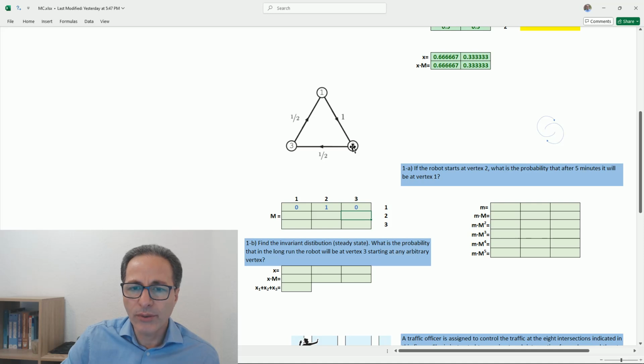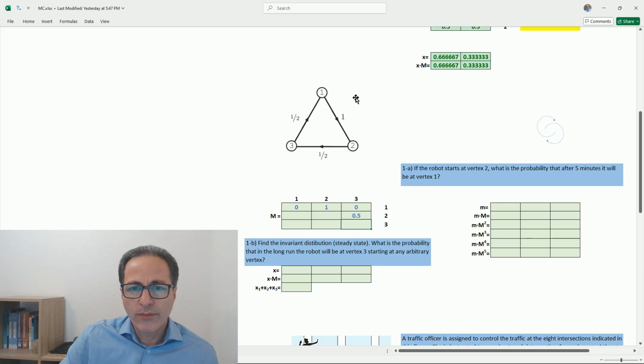Now, if we are at 2, it says that by probability 1/2, the robot will move to 3. By probability 1/2 from 2 to 3. So here we have 0.5, by probability half. So the sum for the row must be equal to 1.